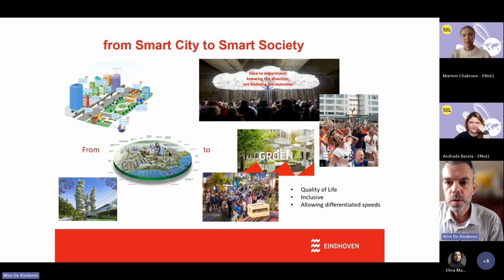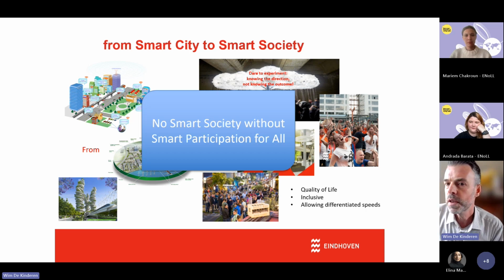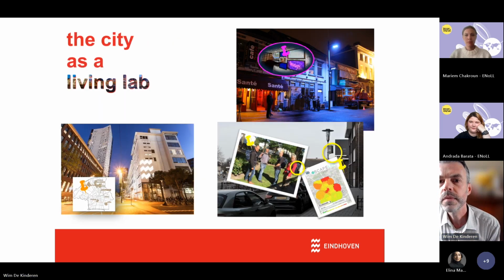But very soon we changed already the name. So from these fancy pictures generated by computers, we renamed our program Smart Society. We used softer pictures and we were really focusing more on inclusivity because there can be no smart society without smart participation for all. But is this really what we did?